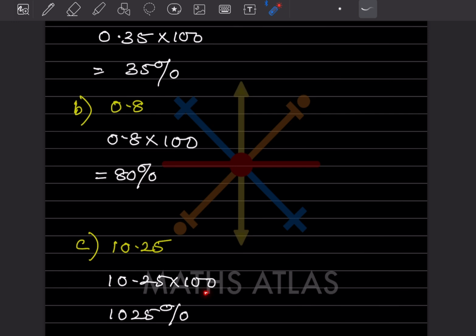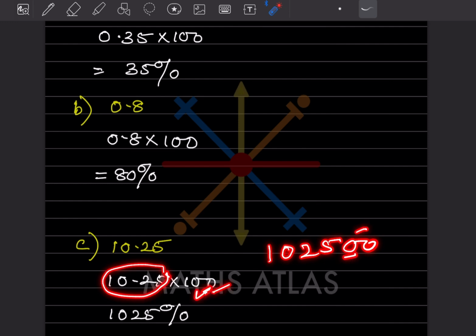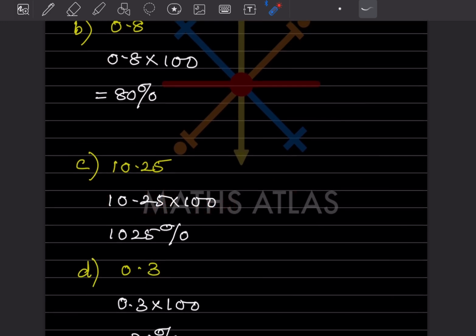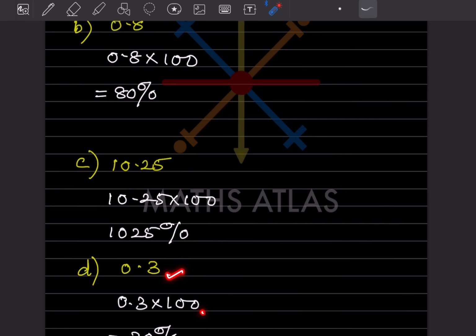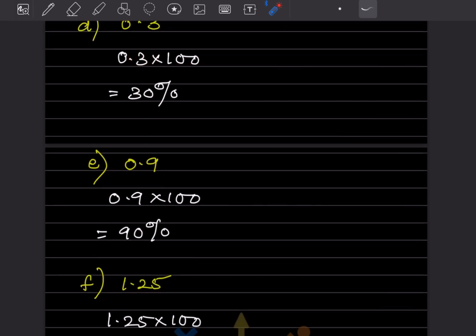10.25 into 100. You will write the whole number without a decimal, put 2 zeros, and then you will go backwards by 2 numbers. So that will be 1025%. So 0.3 into 100, you will write this number without a decimal, put two zeros here, and go backwards by 1. So that will be 30%. 0.9 into 100, you will write here 9, 2 zeros, go backwards by 1. So that will be 90%.